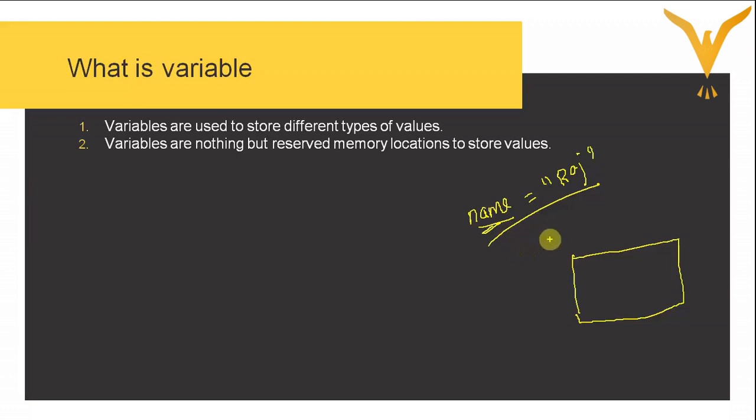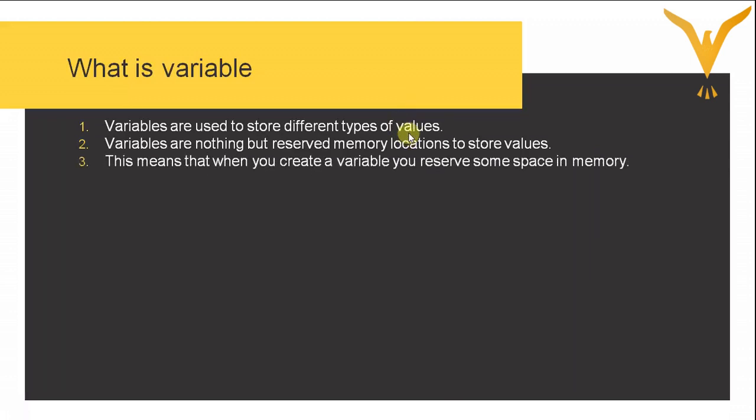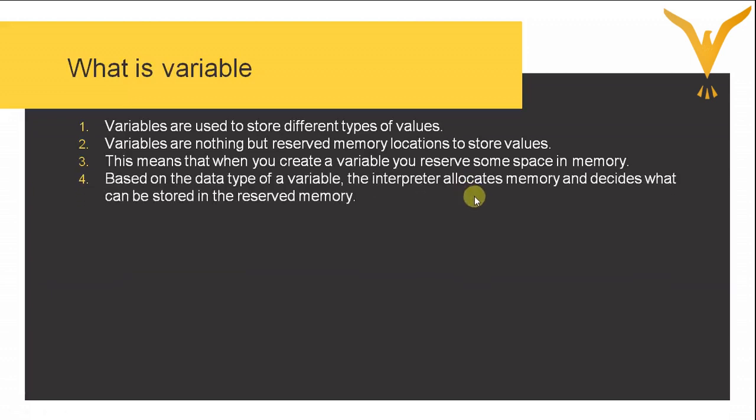Right now we are not going to see data types, but one thing to remember is that when you create a variable, you reserve some space in memory. Based on the data type of a variable, the interpreter will allocate the memory. As I said, whatever the data type is, based on that data type we assign memory. To whom do we assign it? We assign it to the variable.